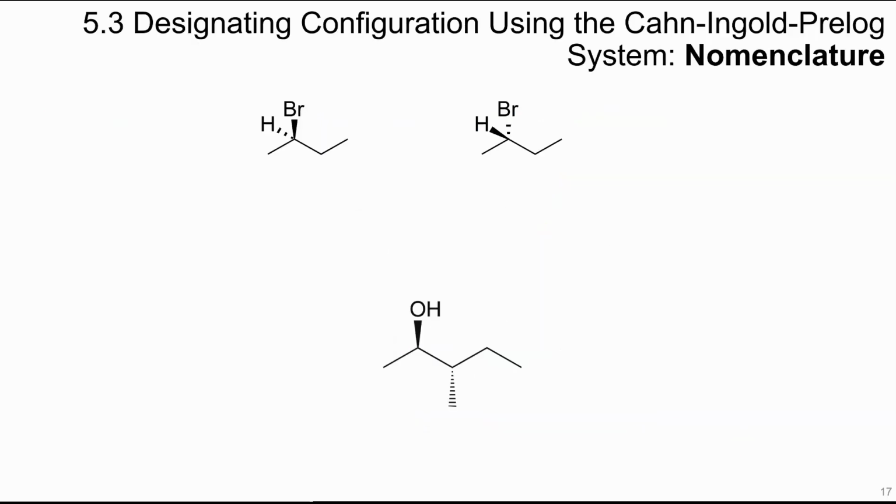So now we can tie it into the name. Earlier we found this name to be R-2-bromobutane. So we'd write the R out front in parentheses. This is the enantiomer of that one, so it has to be S-2-bromobutane.